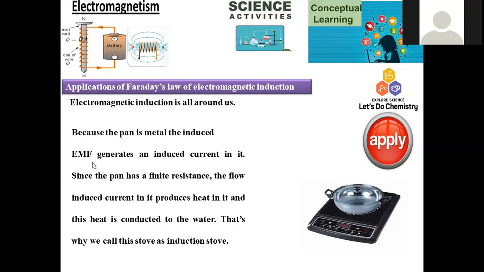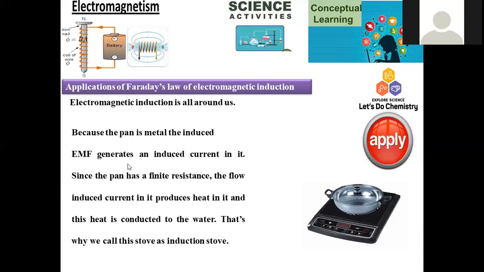Because of the metal pan, the induced EMF generates an induced current as well. Since the pan has a finite resistance, the flow of induced current produces heat, and that heat is conducted to the water. That's why we call this a stove induction. Whenever variation in the EMF is possible, that in turn generates current also, because whenever we take a closed circuit, the variation and the electrical current are simultaneously propagated.